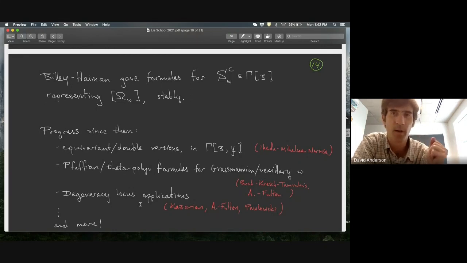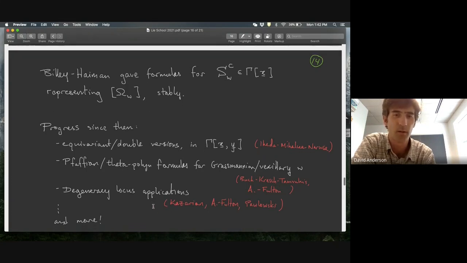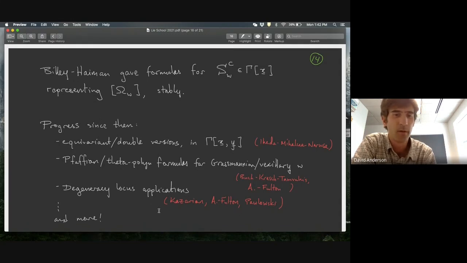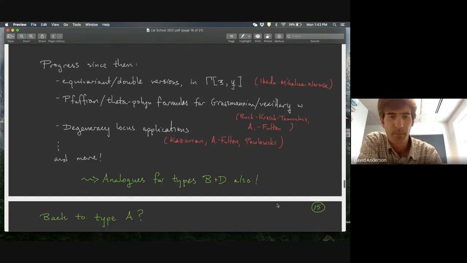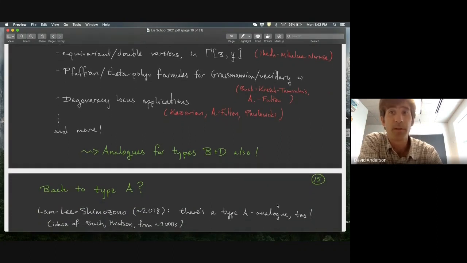There are applications to degeneracy loci. We saw one at the beginning. I'm not giving the precise translation, but if you take the formulas that one has here, you can apply them to get the solution to that quadrics problem. These are some of the people involved, and there's been a lot more. Okay, by the way, there are analogs in types B and D. In the last few minutes, I want to go back to type A and talk about recent progress and what's going to happen in the future.